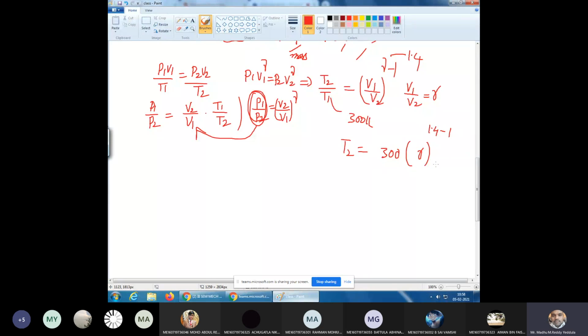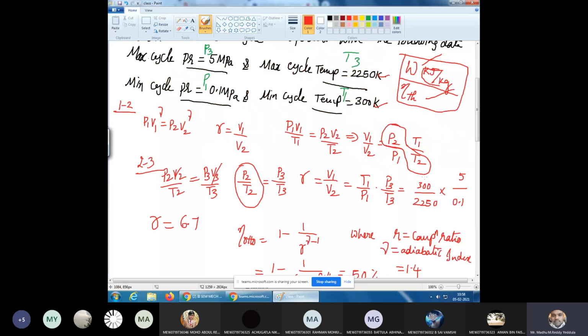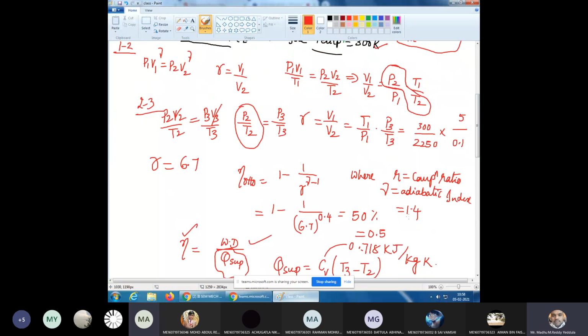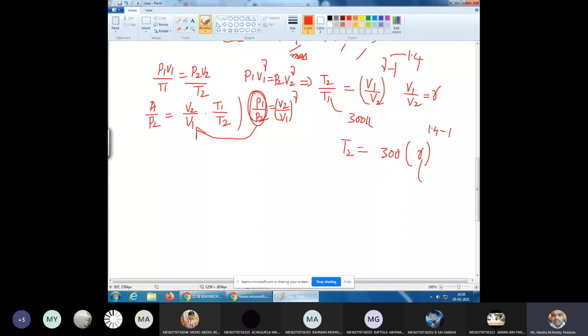Okay, now tell me, the R value is known. What did we get for the R value? The compression ratio is 6.7. Yes, substitute the value and tell me.